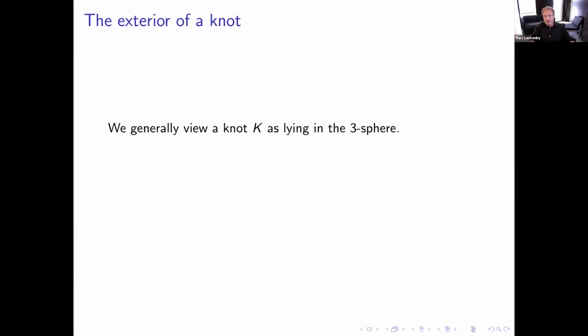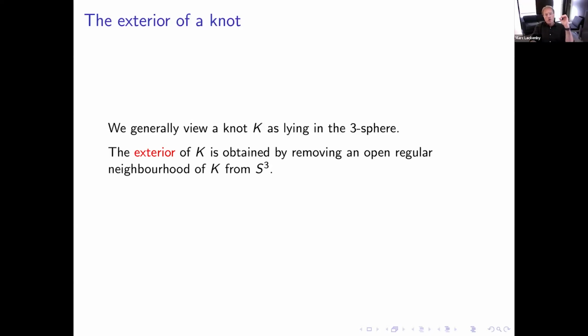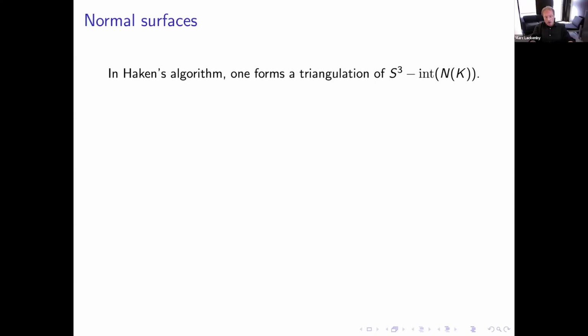The other thing we do is use 3-manifold theory. So you typically view the knot, instead of living inside R^3, as living inside the 3-sphere, and you often drill out a little open regular neighborhood of the knot. What's left is called the exterior of the knot, and it's a compact 3-manifold with toral boundary. Okay, so someone's given you a knot, you want to work out whether it's unknotted. In other words, does it bound an embedded disk?